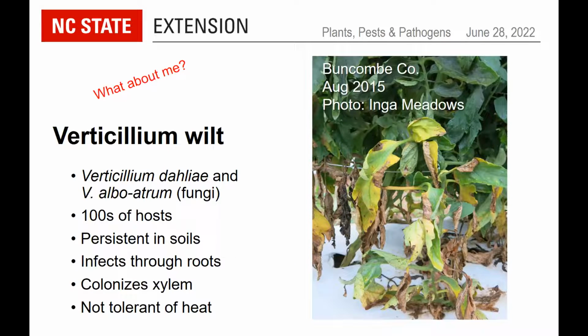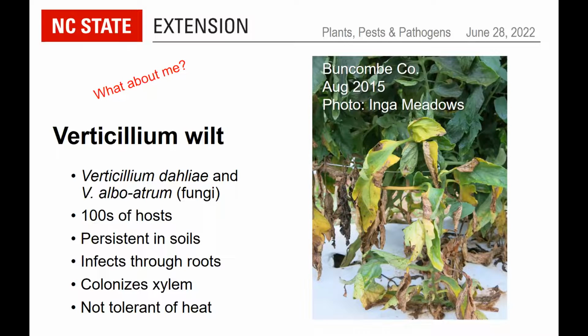wilt. Often people think about it in maples. And I like to say that verticillium wilt has the best public relations firm in the whole of plant pathology. So a lot of people think about verticillium wilt. It is relatively rare, though, in North Carolina, whether it be in trees or in other plants.